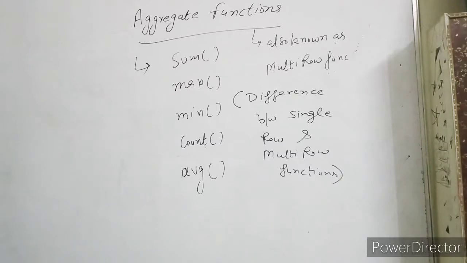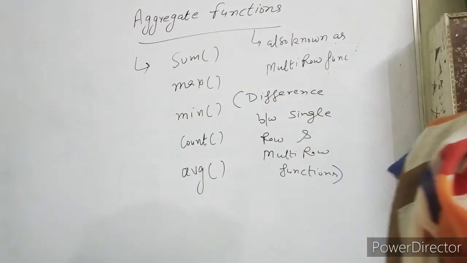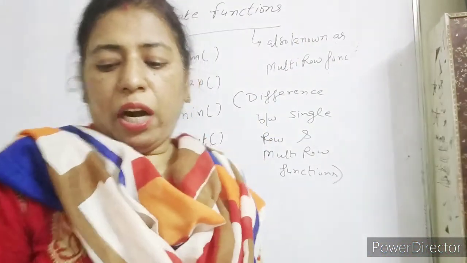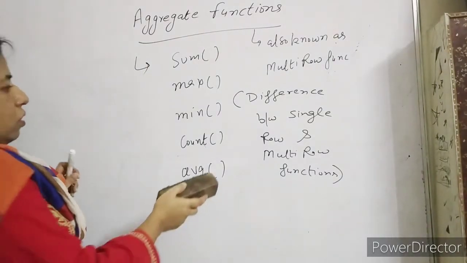Difference between single row and multi-row functions. Single row functions work on each and every row of the table and return a separate answer for each row, whereas multi-row or aggregate functions work on many rows at a time and return an aggregated answer. Clear? That is the difference. Examples: in single row you have studied many functions like length, concat, mid, left, right. These are all single row. And multi-row, there are 5 functions in your syllabus: sum, max, min, average and count. Clear?